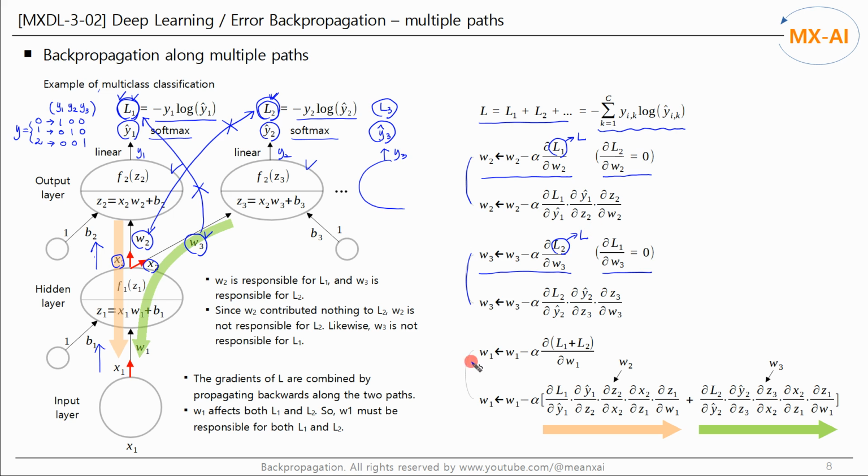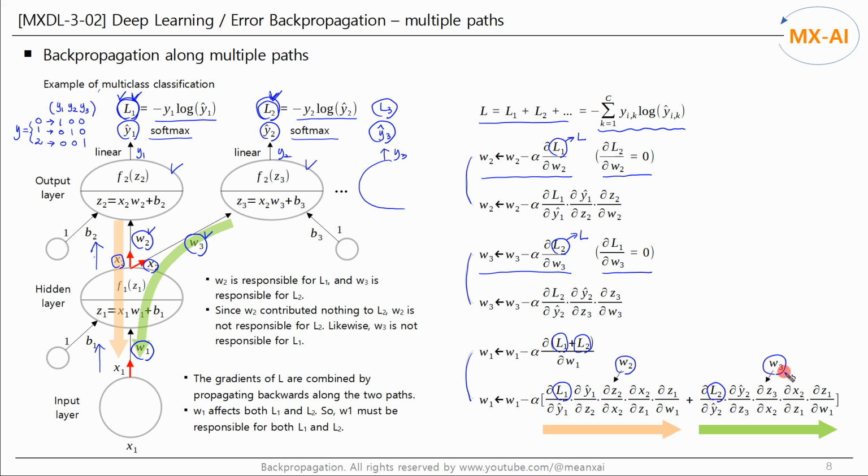However, the way we update W1 is different from the way we update W2 and W3. W1 is responsible for both L1 and L2. If W1 is wrong, both L1 and L2 are affected. Therefore, W1 must be updated considering both the gradient of L1 and the gradient of L2. The gradient of L1 is backpropagated through W2, and the gradient of L2 is backpropagated through W3.